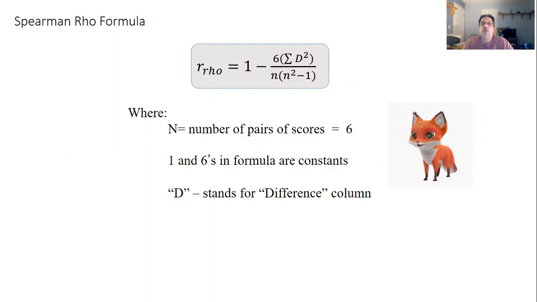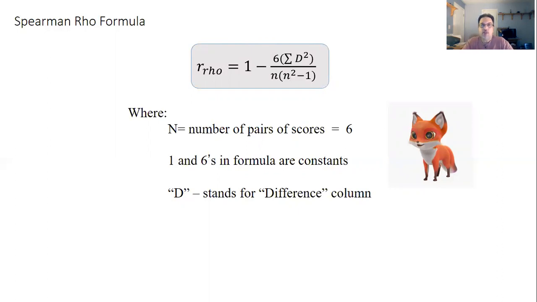This is a formula. Okay, so r sub rho is equal to 1 minus, and then on top of the fraction, 6 multiplied by the sum of the d squares, divided by n multiplied by n squared minus 1. Now, a few things about this formula. Again, remember they're being provided for you, so you don't need to memorize this, but this is what the formula looks like. Now, this formula has some constants in it, and this is important to recognize, and if you need to make a little note, do that.